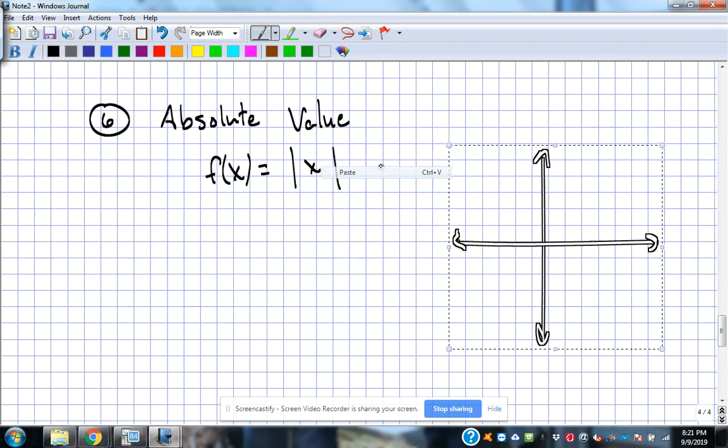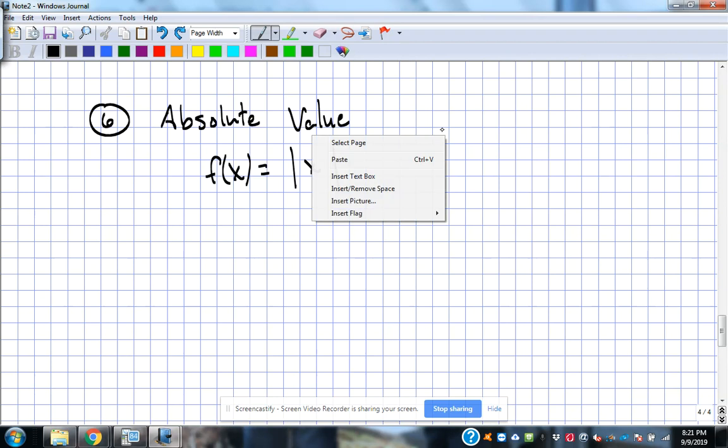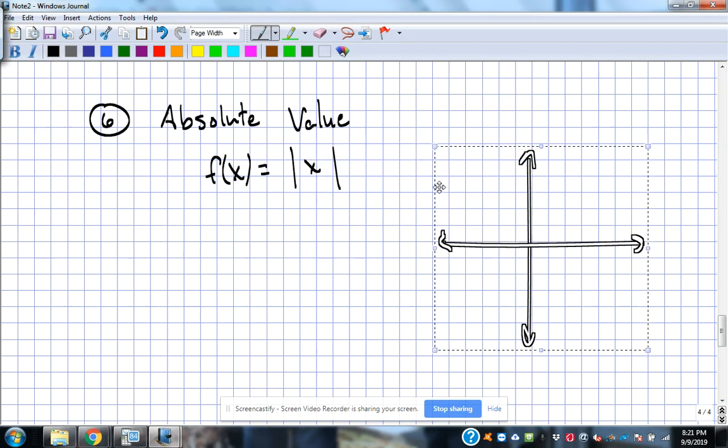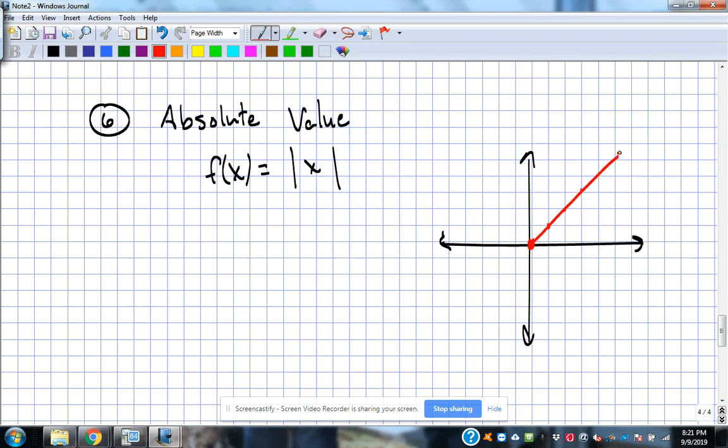The graph of that is a V shape. Right here in the center, a V shape. There's the absolute value graph. The domain for that, negative infinity to positive infinity.